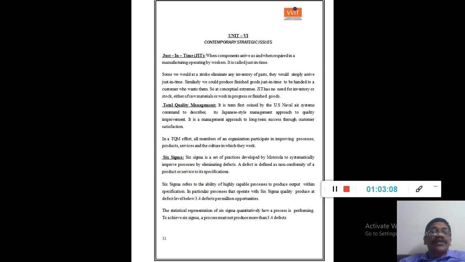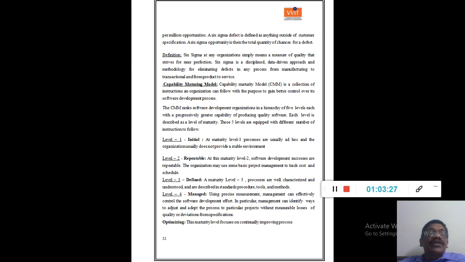Just in time, total quality management. At least you have to write 1-page notes, because they will give 4 things or 2 things. If they give 2 things, 2 pages of notes you have to write, and you have to refer to the RSC textbook for this purpose. And total quality management, Six Sigma. Generally they are asking 4, sometimes 4 into 4, or 4 into 3, 12 marks like that.